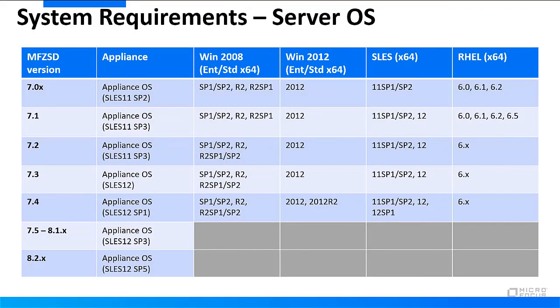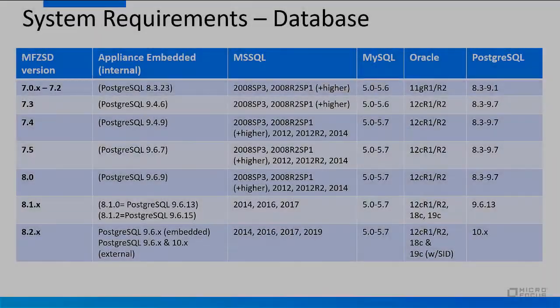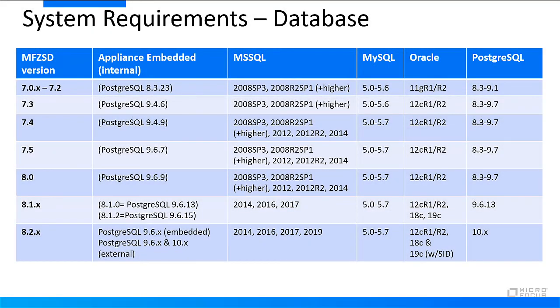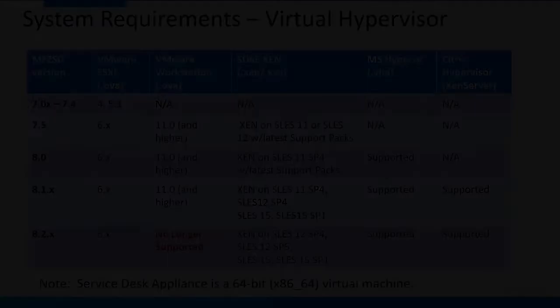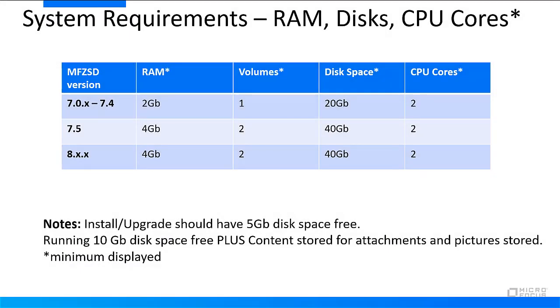Also, these are the server requirements. Obviously, we stopped applying it to OSs, and we have just an appliance from version 7.5 on. System requirements for the database is set here. System requirements for the hypervisor, and you can see that VMware Workstation is no longer supported in version 8.2. Here's some system requirements for the RAM, disk, and CPU cores and how they've evolved over the different versions.